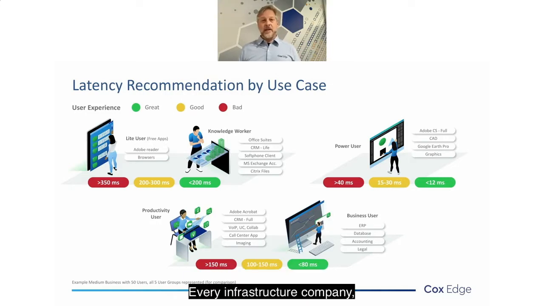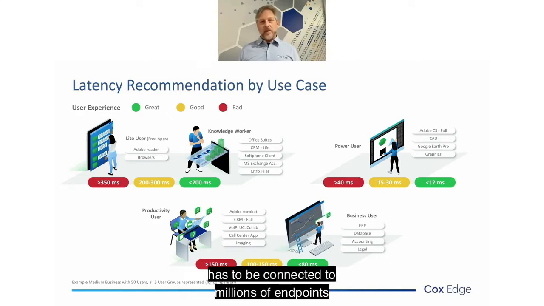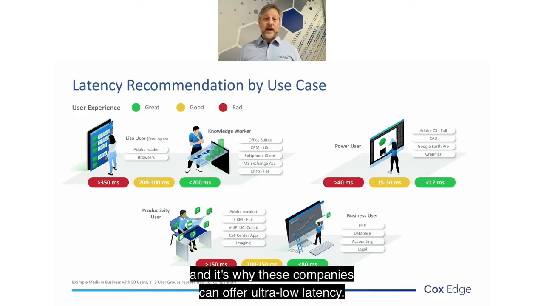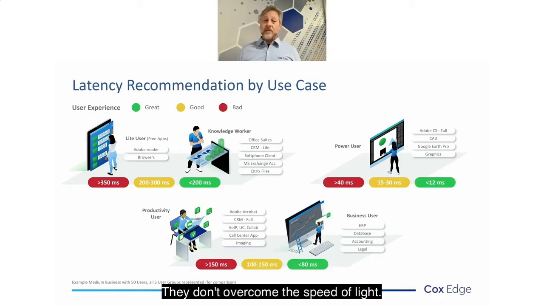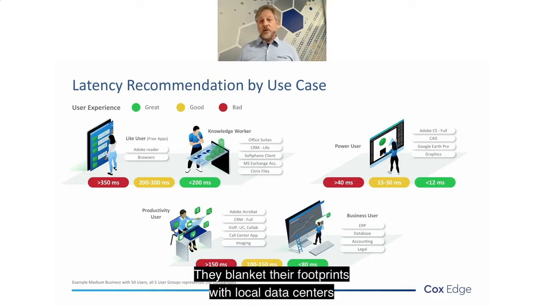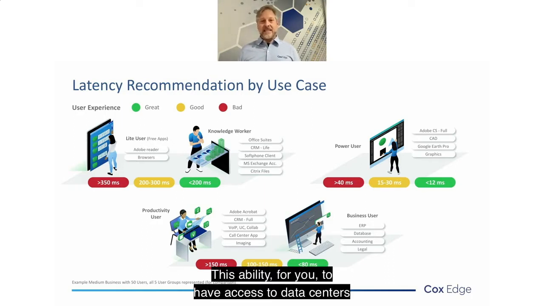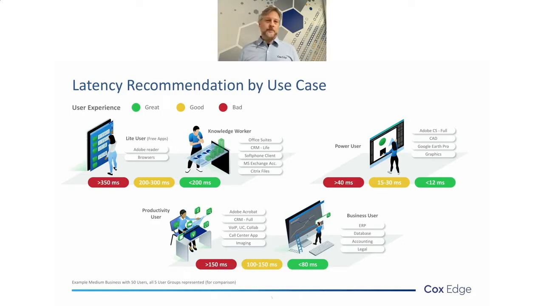Every infrastructure company, like your local telecom or broadband provider, has to be connected to millions of endpoints to provide service. That's done by having a lot of local data centers, usually in the same metro area as the user. And that's why it's called a last mile network. It's why these companies can offer ultra low latency: they don't overcome the speed of light, they blanket their footprints with local data centers connected by fiber. That's the solution. This ability for you to have access to data centers in your local market.